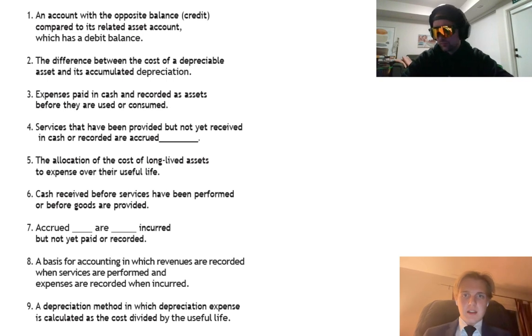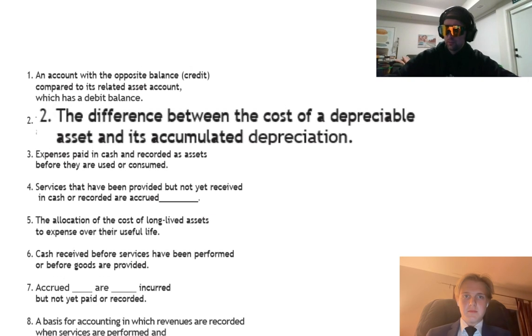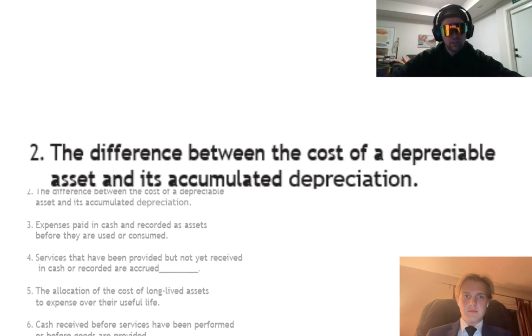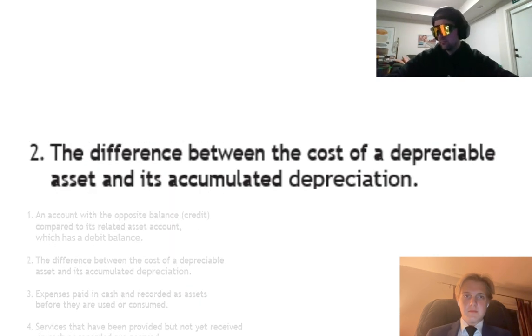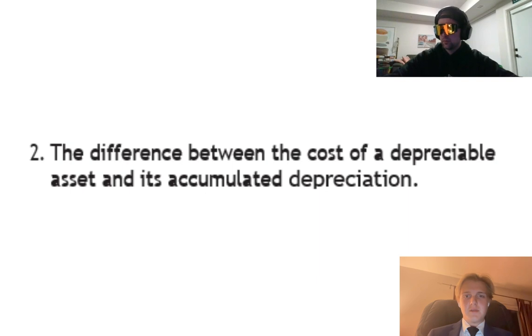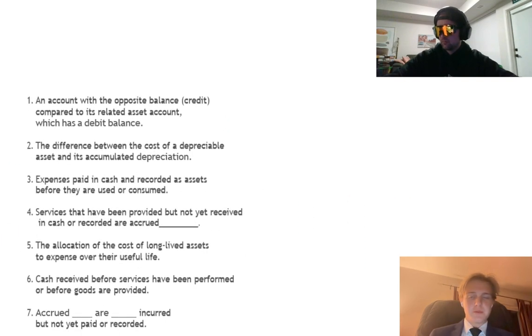That's good. Now I think we're ready to move on to the second one, wouldn't you say? Agreed. The next question on the crossword puzzle is the difference between the cost of a depreciable asset and its accumulated depreciation. I think solving question 9 first will help you understand question 2 better. Trust me.